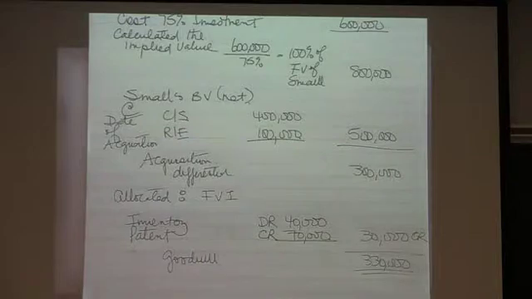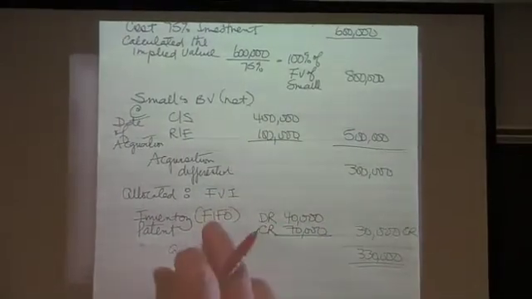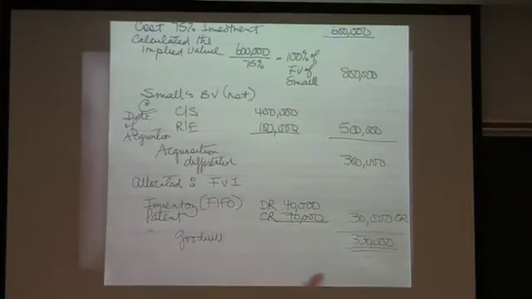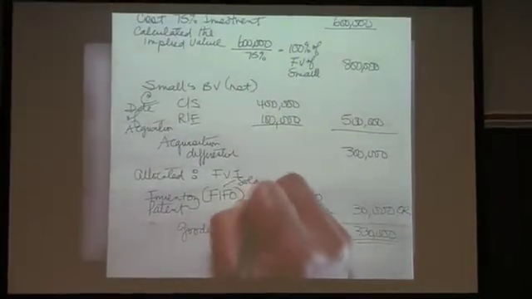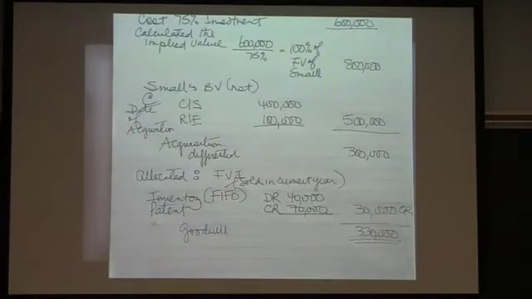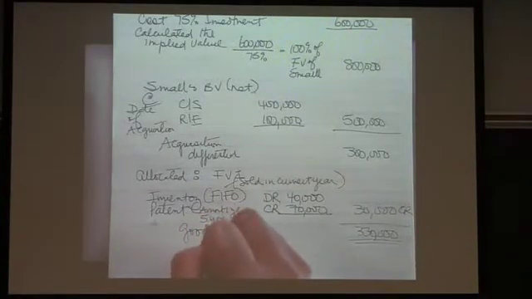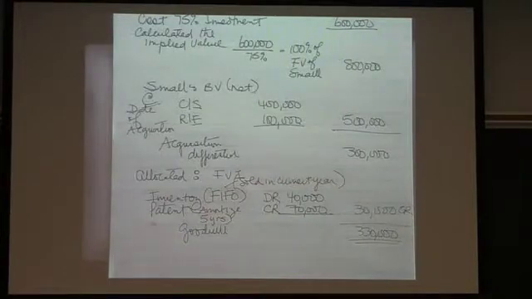A couple of things to always note: inventory is assumed to have been sold on a FIFO basis, which means it would have been sold in the current year. That's an assumption we're going to make. And patent, because the asset has a useful life of 5 years, we're going to amortize over 5 years. We're going to see that in a minute.